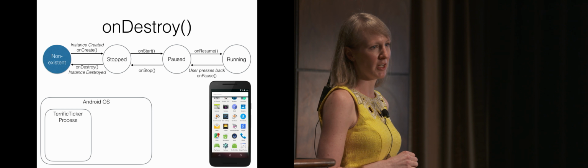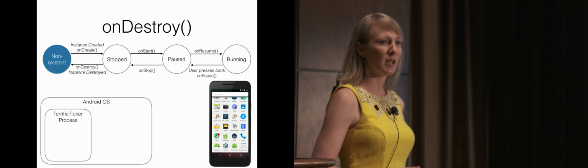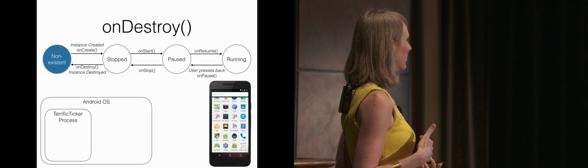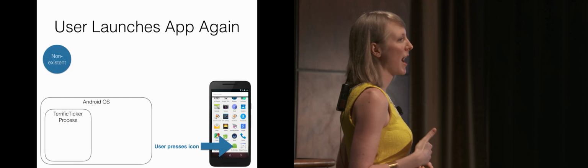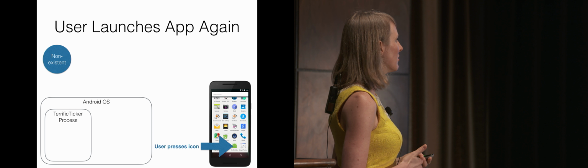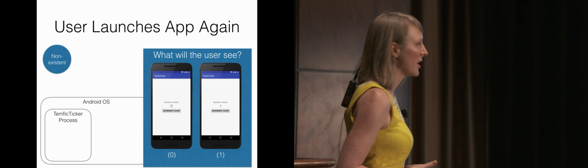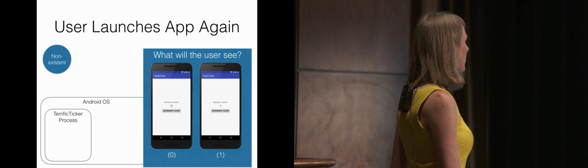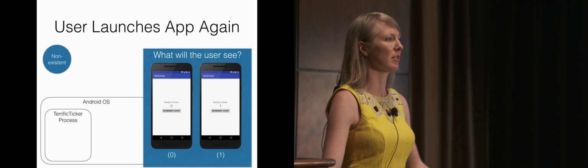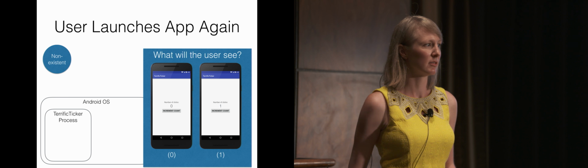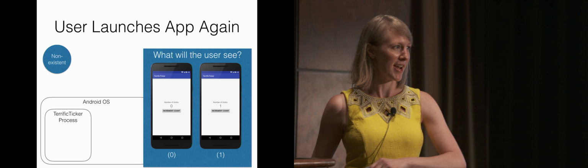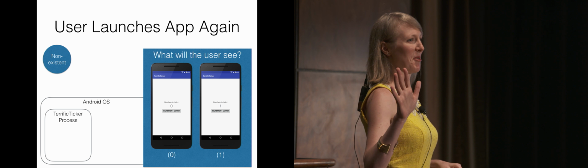So I have a question for you. We've launched our ticker, we've pressed 1, and now I have pressed back. And I launch the app again. What is the user going to see? Are they going to see the count that I had counted up to, in this case 1, or are they going to see my initialized count of 0? Who thinks it's going to be 0? Who thinks it's going to be 1? All right, it's going to be 0.